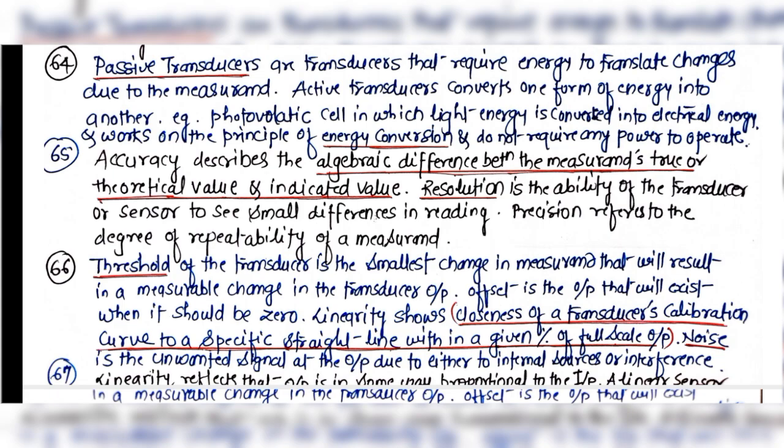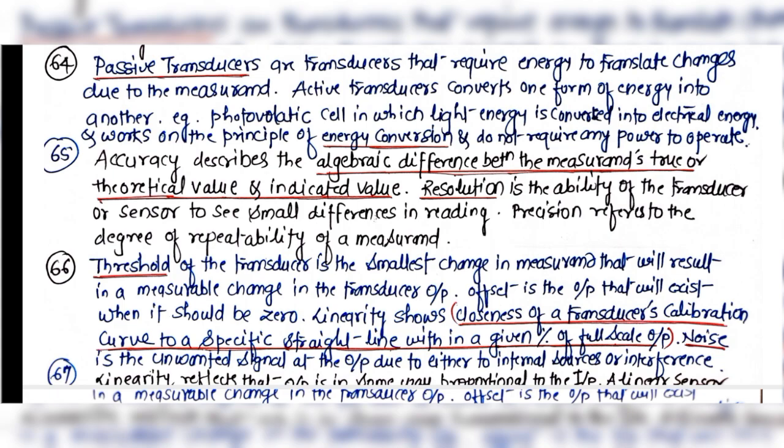Active transducers convert one form of energy into another. For example, a photovoltaic cell in which light energy is converted into electrical energy works on the principle of energy conversion and does not require any power to operate. Accuracy describes the algebraic difference between the measurand's true or theoretical value and the indicated value. Resolution is the ability of the transducer and sensors to see small differences in reading.